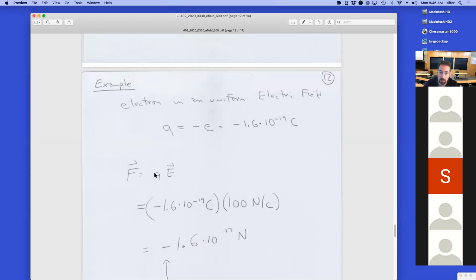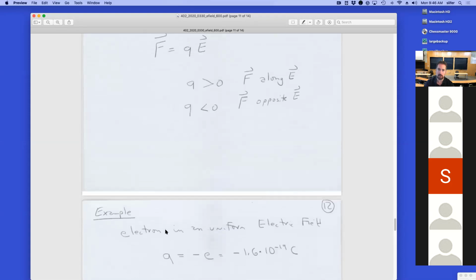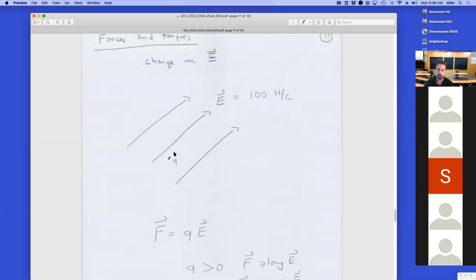The force is going to be that charge, negative 1.6 times 10 to the negative 19 coulombs, times 100 newtons per coulomb. And all this gives me is negative 1.6 times 10 to the negative 17 newtons. My units come out in newtons, so I know I have a force. I've got a negative force. What does that mean in this context? Well, go back to my picture. It means that the force is going to be in the opposite direction of the electric field.